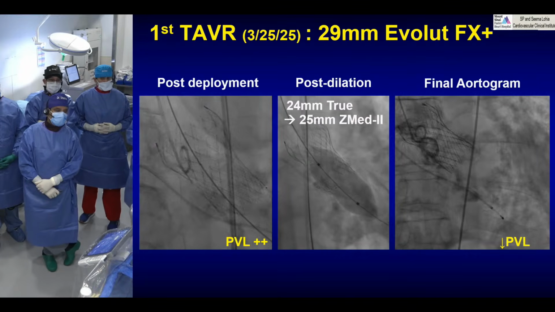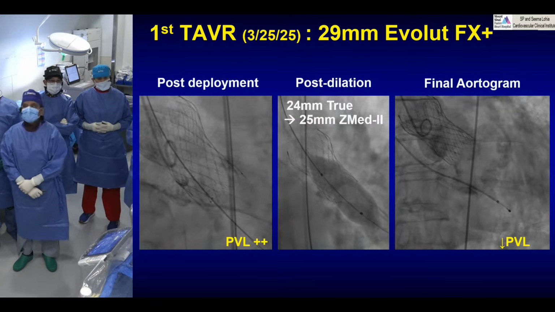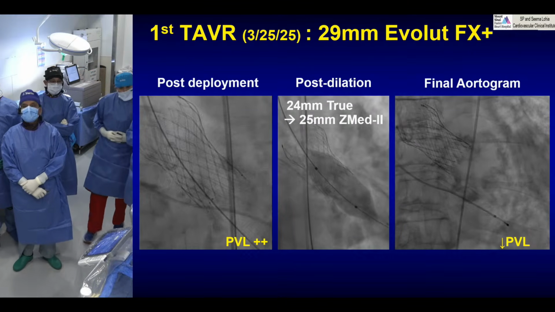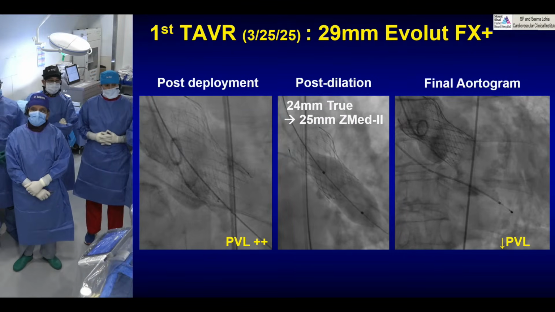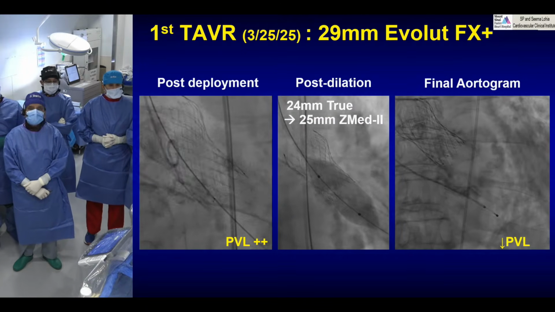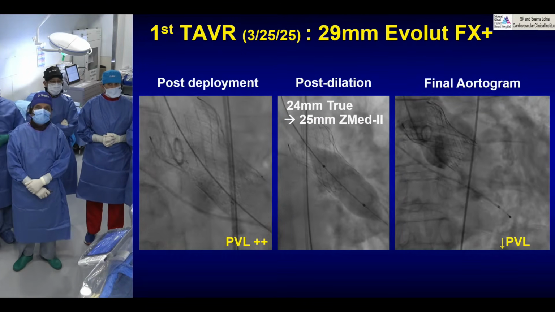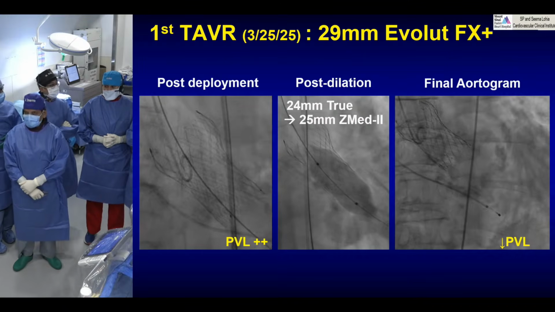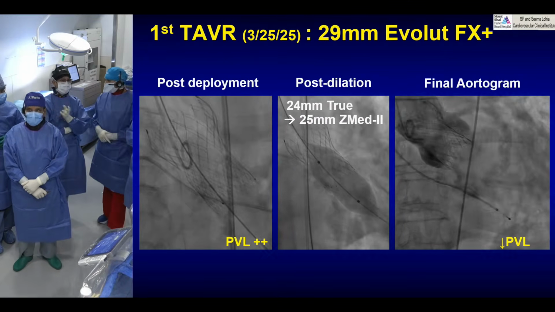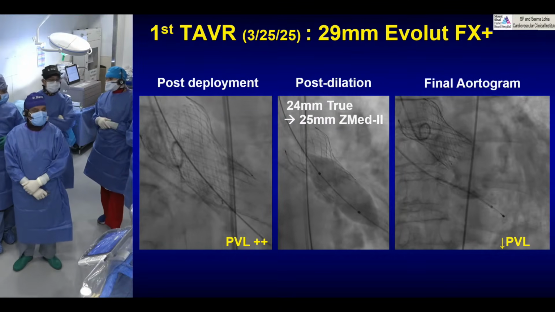But I think in this case, most of the PVL, if you see, is exactly where the calcium is. So I think the PVL in this case is for two reasons. One is the calcium, and then the recoil of the valve. I mean, there are startup companies working on shock wave lithotripsy of the aortic valve calcification, but that's still very early in human experience.